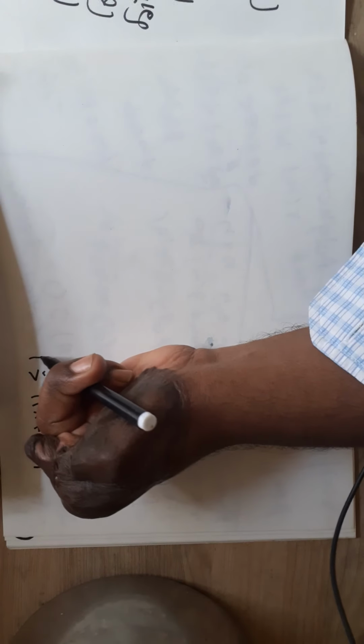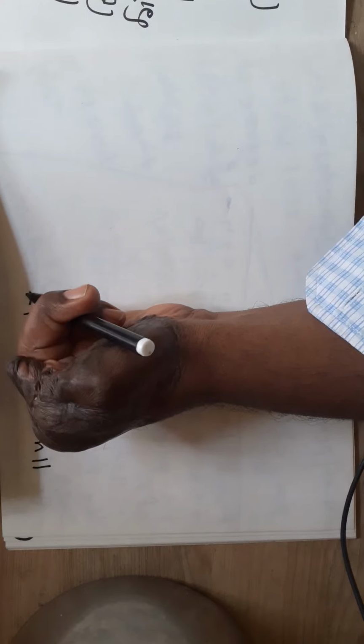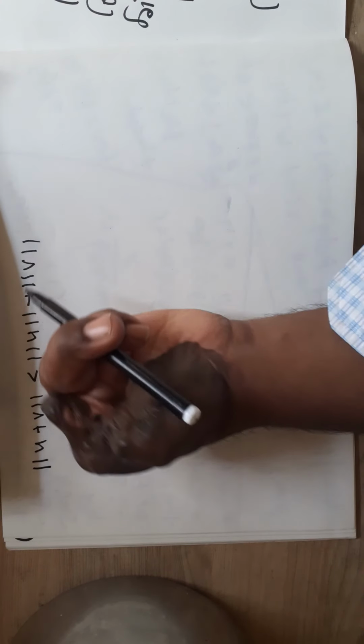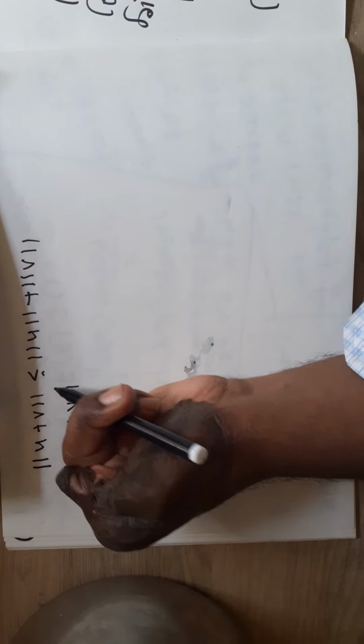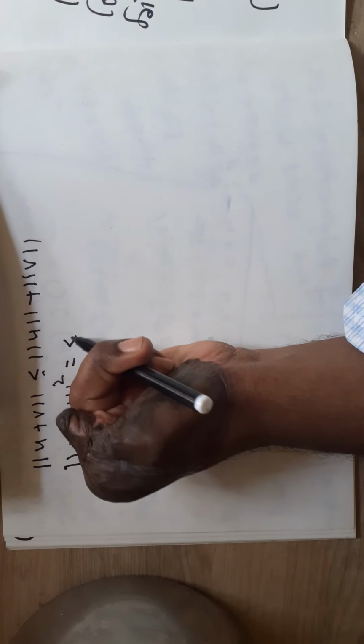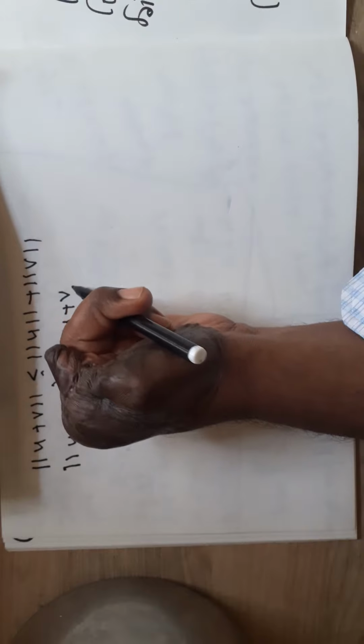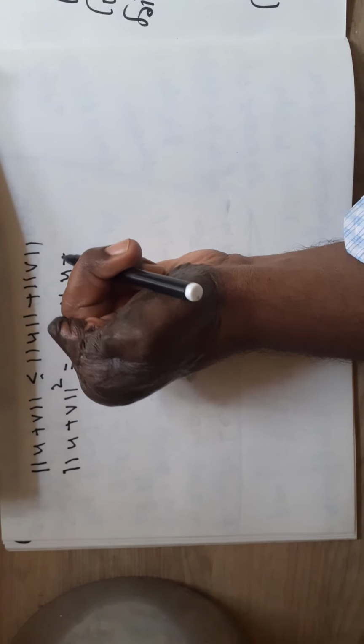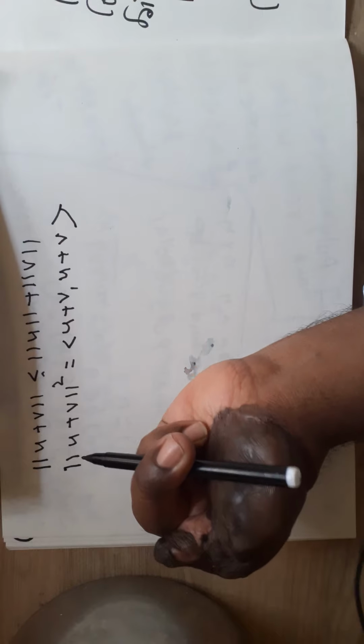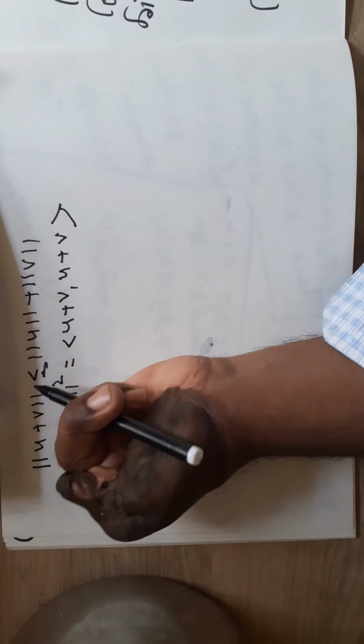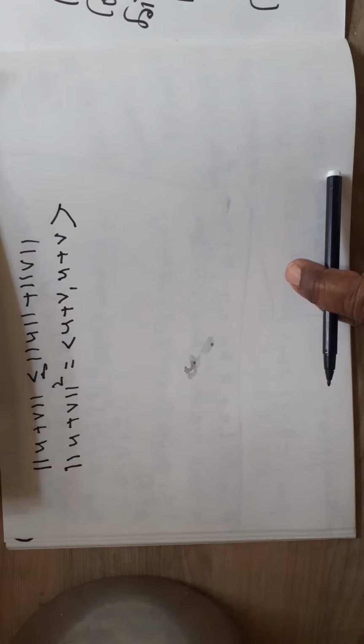Now see here, how we proved that norm of u plus v is less than or equal to norm of u plus norm of v. See here, norm of u plus v squared is equal to angle bracket u plus v comma u plus v. We are revising the proof of this.